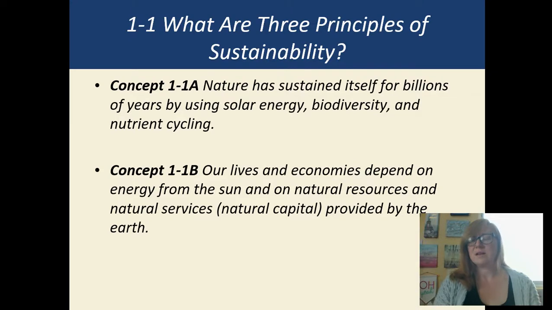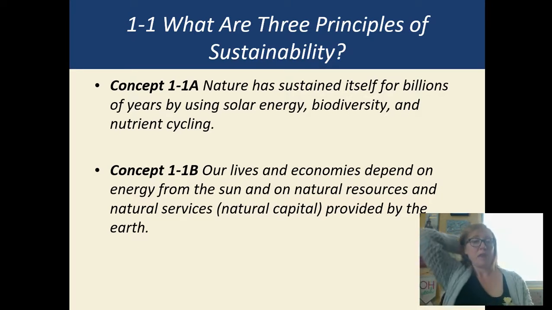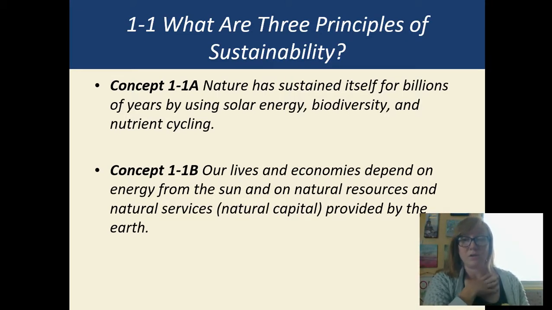So what are the principles of sustainability? Nature has sustained itself for billions of years by using solar energy, biodiversity, and nutrient cycling. Remember, nutrient cycling is things like the water cycle, the carbon cycle, the nitrogen cycle, and so on. Our lives and economies depend on energy from the sun. You might say, we're not all solar, but you can trace all the energy we have on Earth back to the sun in some way. We also depend on natural resources and natural services, natural capital provided by the Earth. We'll get to those terms and what they mean in a minute, so don't worry if you're wondering what that is, or you could pause the video and look it up if you're that excited.